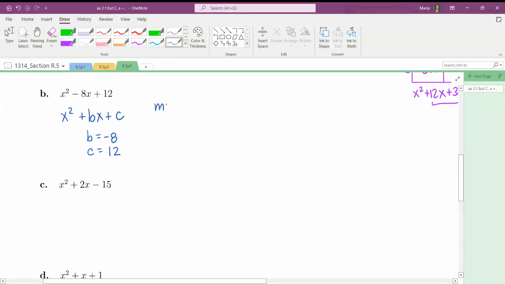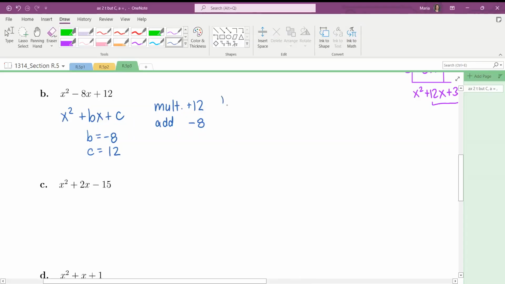Okay, all right, so I need two numbers that multiply to be the constant. So they need to multiply to be +12, and they need to add up to the number in front of x, which is -8. So signs are very, very important here. The way I usually approach this, I look for the pairs that multiply to be +12, and then out of those pairs, I look at who adds up to -8.